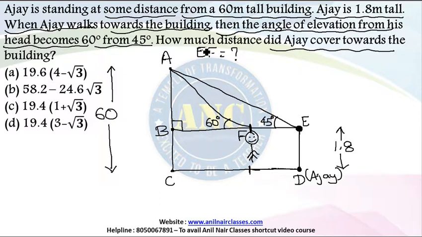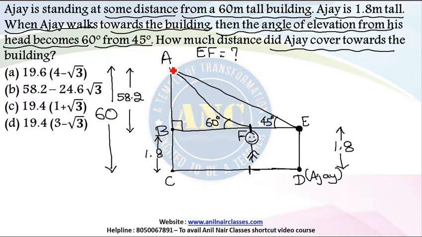Now see here, sir. Same logic. If ED is 1.8, BC also will be 1.8. Both are the same. If BC is 1.8 and AC is 60, the total value is 60, and this value is 1.8. So the AB value is 60 minus 1.8, which is 58.2 units. Now think a little logically.